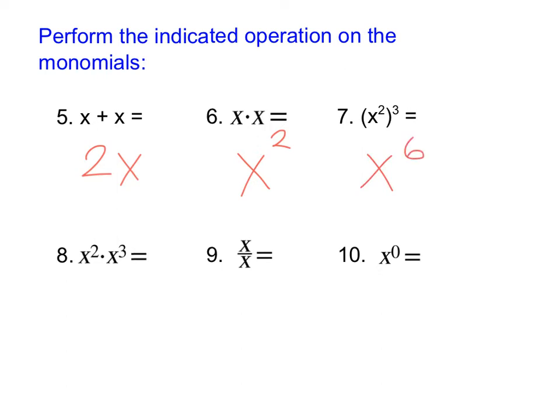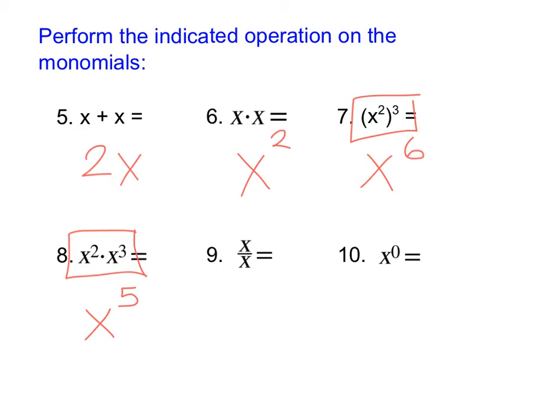And then look at the difference between number 7 and number 8. In number 7, we have 1 x and 2 exponents. In number 8, we have 2 x's and 2 exponents. So this is x to the 5th. So it's really important that you recognize the difference between 5 and 6 and the difference between 7 and 8.